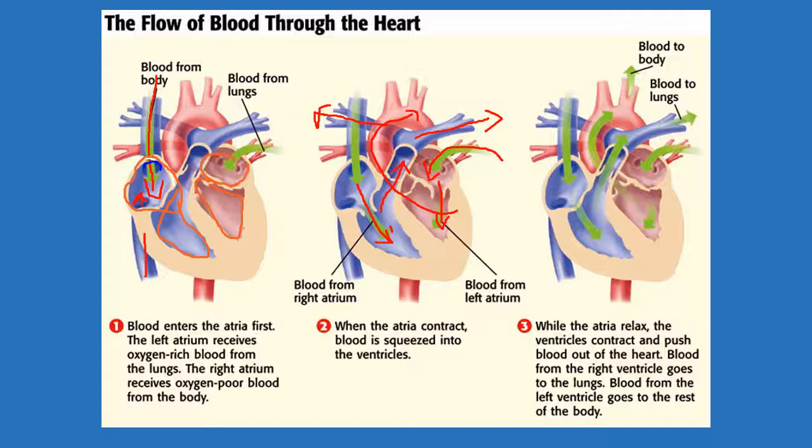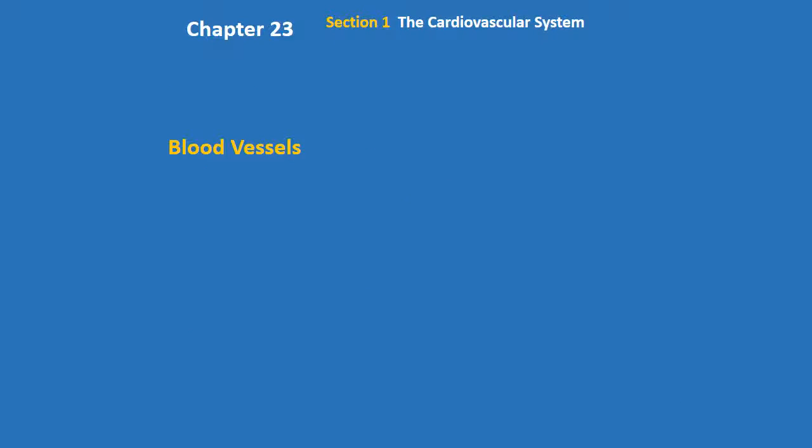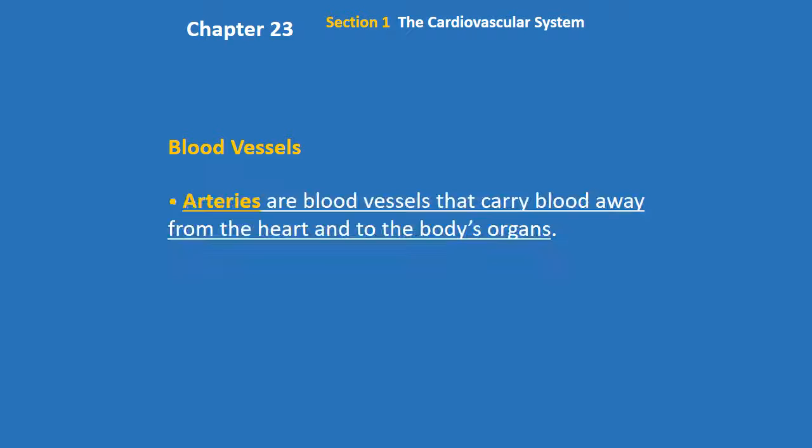Let's look at that again here. Okay, the blood vessels. The arteries are blood vessels that carry blood away from the heart and to the body's organs. You need to write this next to number three: blood vessels that carry blood away from the heart to the organs. You might want to underline the word away. Away starts with the letter A. Artery starts with the letter A.